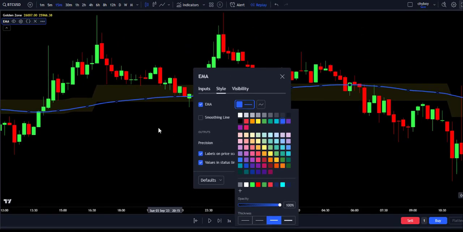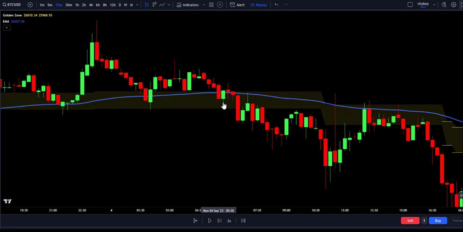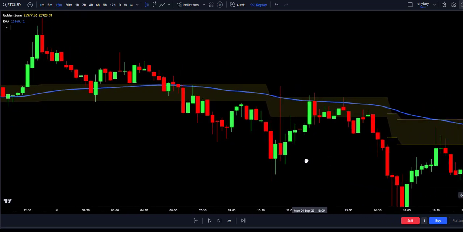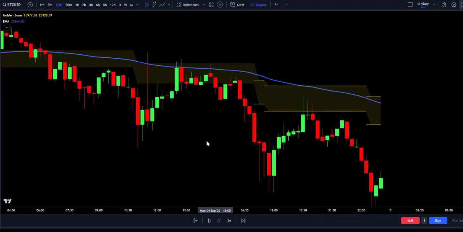How we are going to use this indicator is that when price is above it, this indicates an uptrend, and when price is below it, this indicates a downtrend. Understanding how this indicator works and how we are going to use it, let's see an example of how we can combine these two indicators to enter a trade.